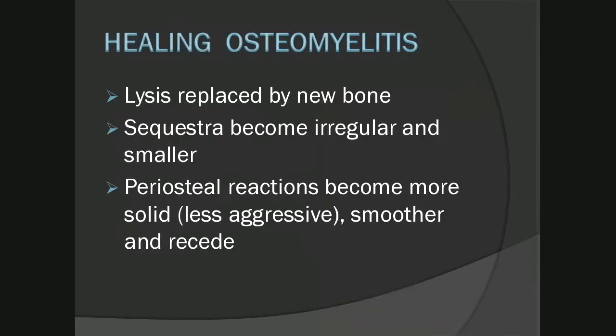Now, with healing osteomyelitis, the lysis is replaced by new bone. The bone sequestra become more irregular and much smaller, and then the periosteal reactions regress, and they become more solid and less aggressive, smoother, and then they recede. So that scale that I had earlier, they will move towards the left on the scale.